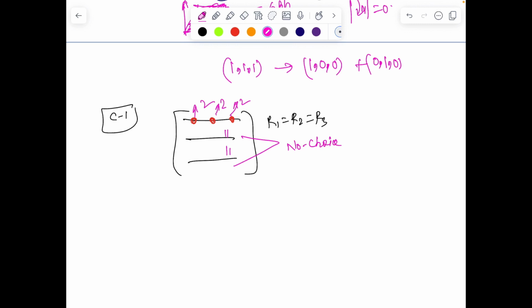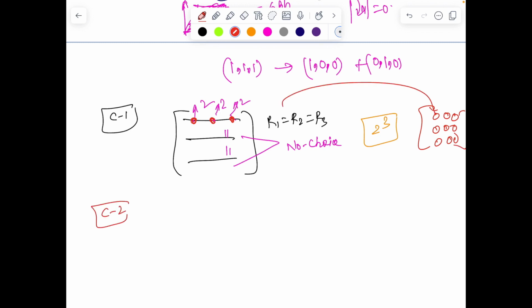Similarly we have two choices. Let's say we keep 0 0 0, and the second and third will be the same, 0 0 0, or 0 1 0 1 1 1, whatever. So we'll have 2 cube choices and all the three rows are equal. Of course this also includes the null matrix, like 0 0 0 0 0 0 0 0 0. So there is no restriction I am keeping on the first row.